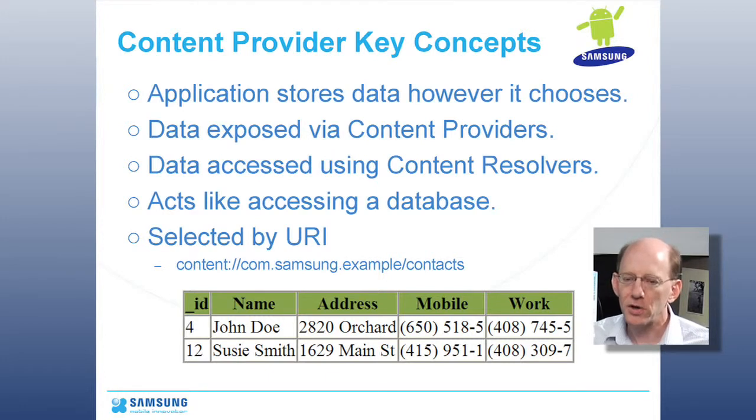In the example here, I'm pulling up a contact list, and you can see that I'm getting back a structured table that's giving me an ID, then a unique ID, then a name, an address, phone numbers, that kind of thing.